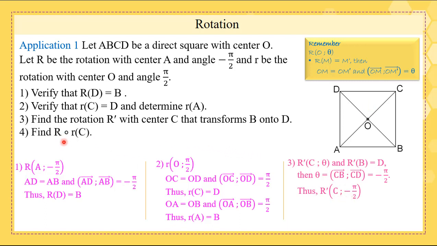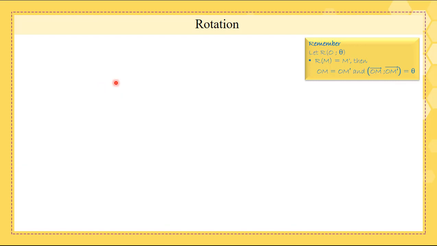Now part 4, find R round r of C. Try to do it alone. Now R round r of C is equal to R of small r of C, and small r of C is equal to D from part 2. So we get capital R of D, and capital R of D from part 1 is equal to B.